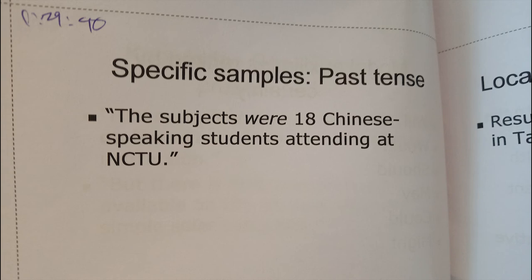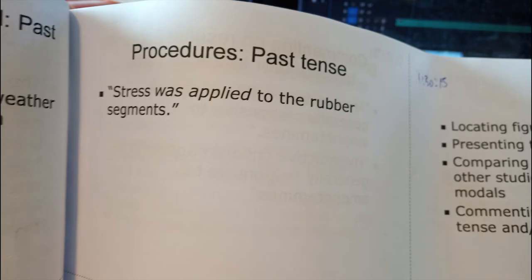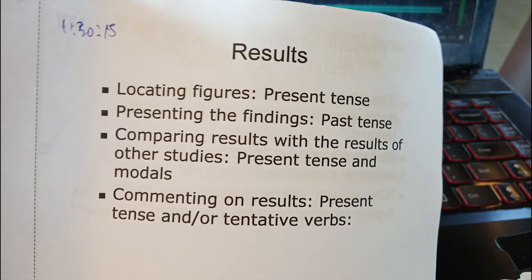But when you take some, now they're part of your story, and they're past tense. And then the rest of your methods is all past tense. Stress was applied to the rubber sentence. Now the results. When you are talking about the figures, when you're talking about the tables, it's in the document, and so it's present tense, right? Table one shows, figure two depicts, present tense. You can see it right now.